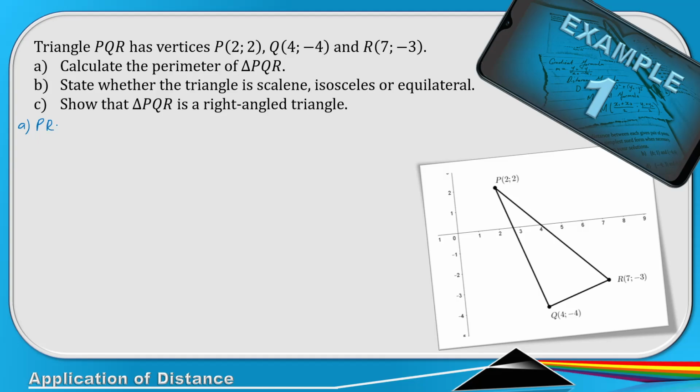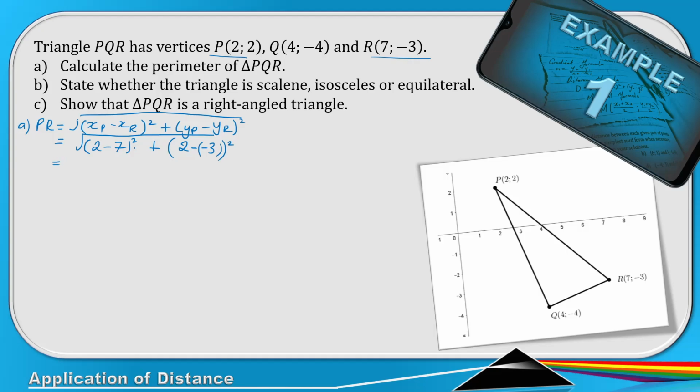So PR is equal to, if I just write down the distance formula in terms of P and R, we've got x of P minus x of R squared, plus y of P minus y of R squared. And then just substitute that in. We've got P and R, so I'm going to say 2 minus 7 squared plus, for the y values, 2 minus negative 3, and that is all squared. And take the square root there.